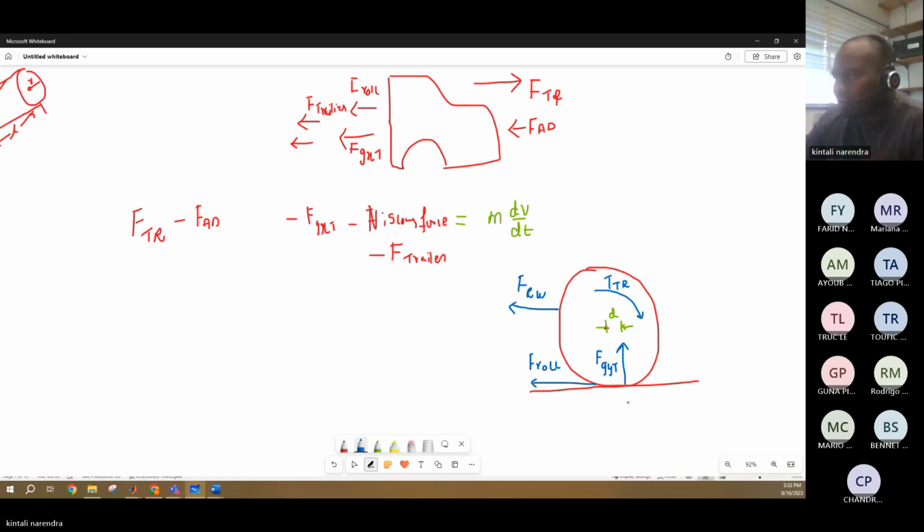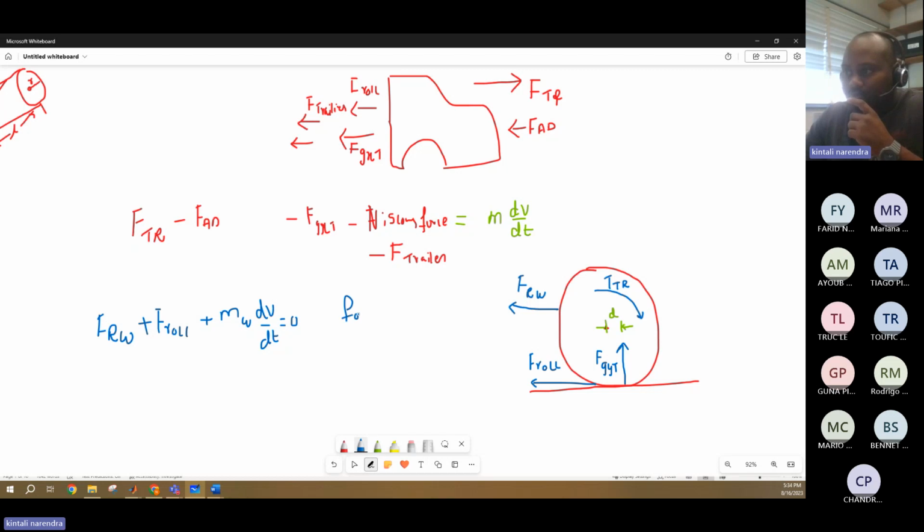Now, if you take the reactive force FRW plus F roll plus M wheel into dV by dt equal to 0. Do you guys agree? What did I do? So you're bringing the forces together, only the forces.